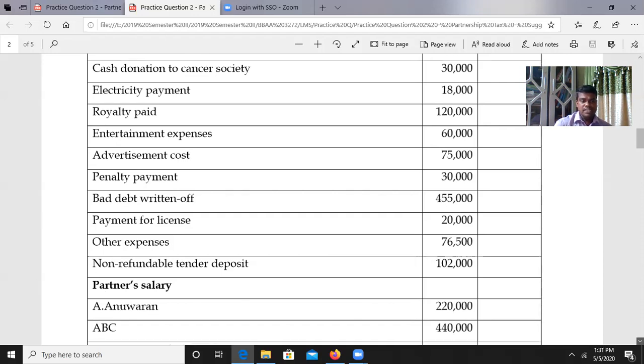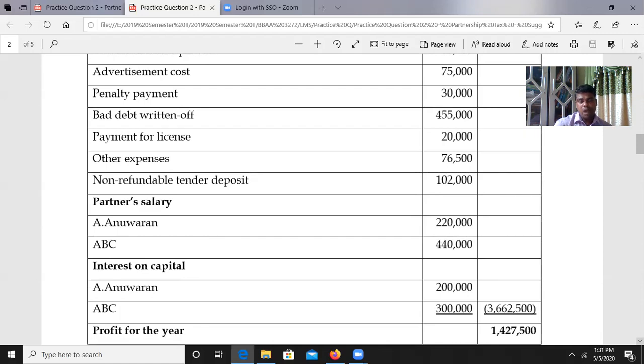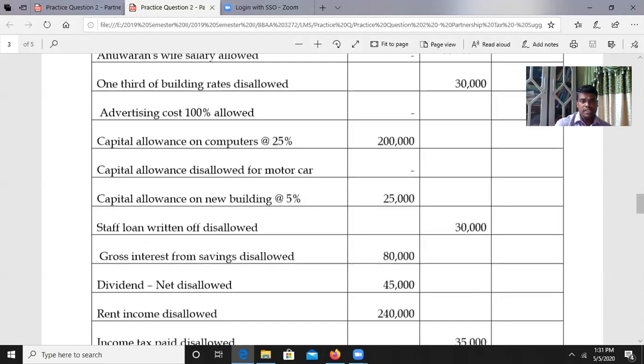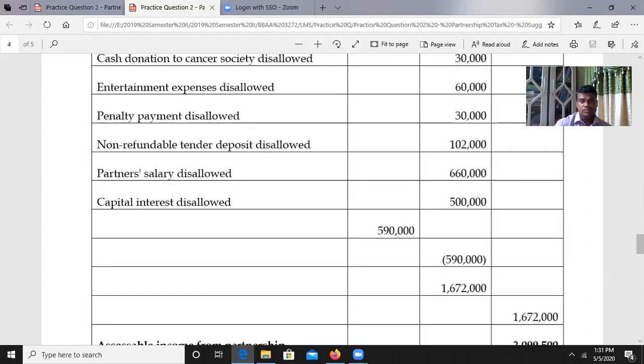Then there's a salary for partners. Partner salaries cannot be allowed. So there's a total partner salary which is 660,000. So partner salary cannot be allowed. So that should be added with the accounting profit. You can see that I included it in the plus column, 660,000.